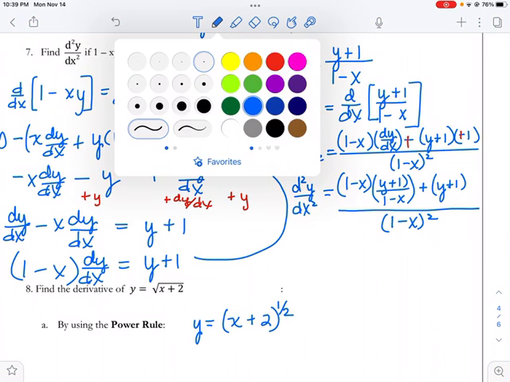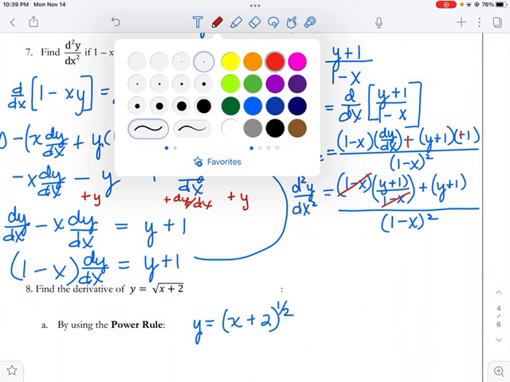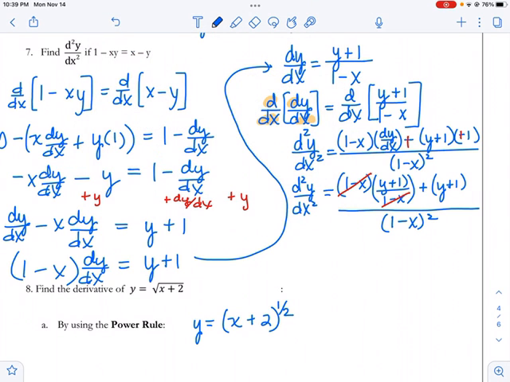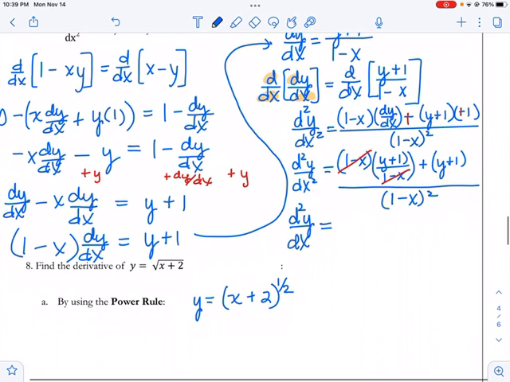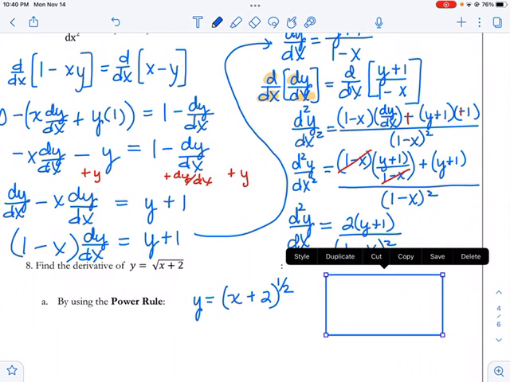So we can cancel our two factors of 1 minus x down here. So we get 2 times, in the numerator, the second derivative of y with respect to x is then equal to, in the top, 2 times y plus 1 over 1 minus x, the quantity squared. There you have it. Okay, see if that makes sense to you.